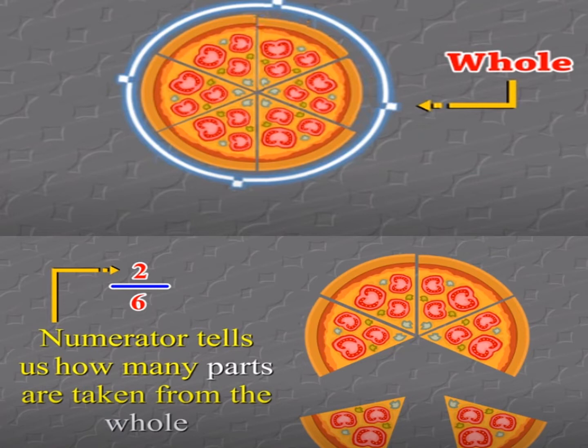The numerator of the fraction tells us how many parts are taken from the whole. How many parts are taken? There are 2, so we have to write up 2 over the whole. The whole parts are 6, so the fraction should be 2 over 6.